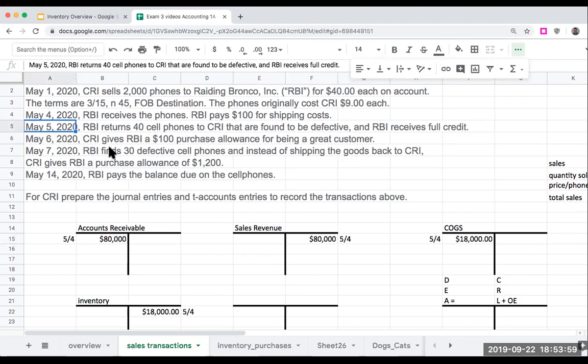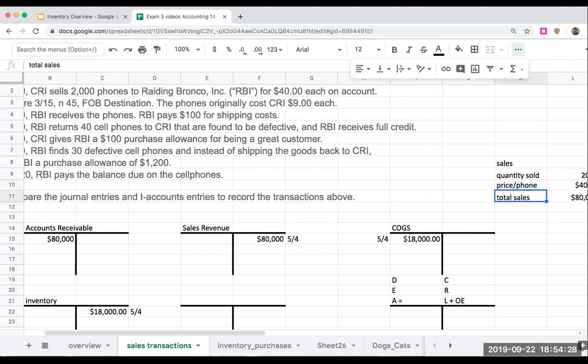So our next one right here is we are returning, or RBI is returning. By the way, if RBI is paying for shipping costs, I don't care, right? They're paying those costs. We are not paying those costs. So I'm not concerned about this part right here. If you go back and look at the other video, you'll see how that's handled from that perspective. Okay, so over here, RBI returns 40 cell phones that are found to be defective, and RBI receives full credit.